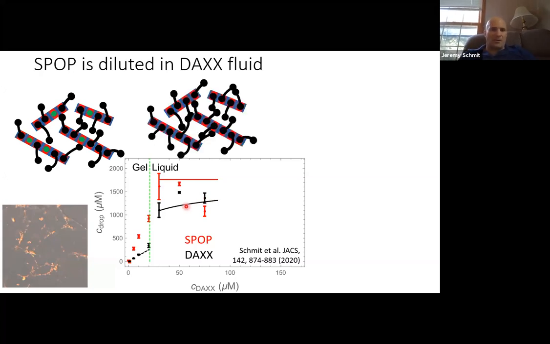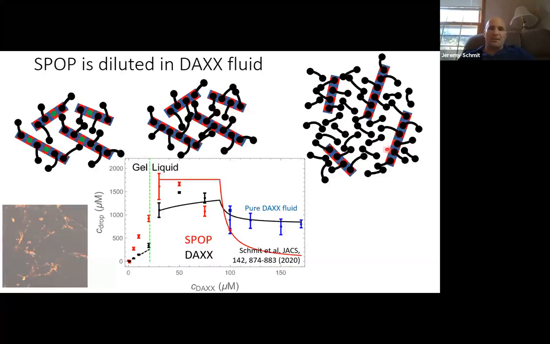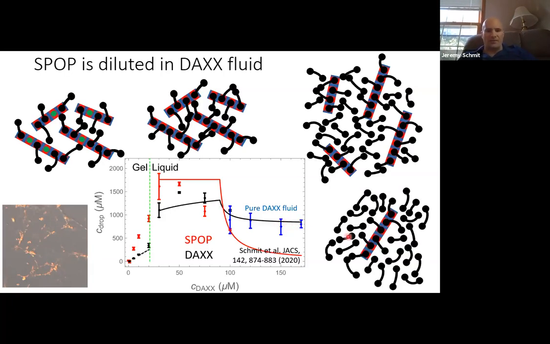And so we can calculate the concentration of DAX increasing as we start to saturate the binding sites here in the liquid phase. And then eventually what happens is you start to form a DAX phase by itself when you get to very high DAX concentrations. And what happens here is that these SPOP rods start to dissolve in this pure DAX fluid. And so your SPOP concentration drops down dramatically, while this DAX concentration levels out at its equilibrium value. And so your limiting behavior is going to look like this, where you've got all DAX with this occasional SPOP rod dissolved among it.